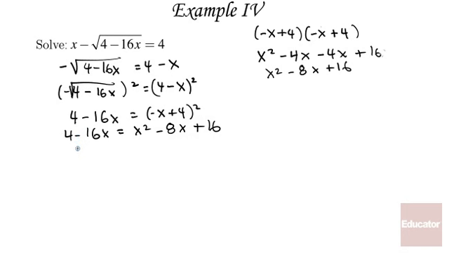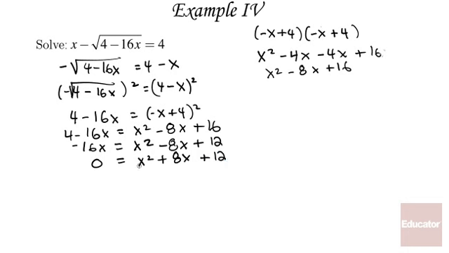So let's simplify by combining some like terms. Subtract 4 from both sides. 16 minus 4 is 12. So I have a negative 16x. Add 16x to both sides. This is 0 equals x squared. 16x minus 8x is plus 8x plus 12. So now I have a trinomial that's pretty easy to factor out.